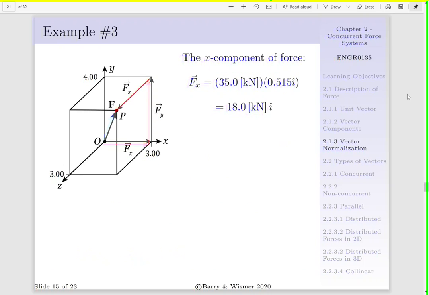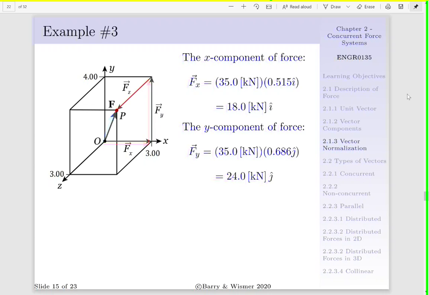Now, for us to determine the x component of force, all we have to do is take the magnitude of our force, 35 kilonewtons, and multiply it by the x component of our unit vector that's describing line OP. In doing such, we'd have 35.0 kilonewtons times 0.515 i hat, where i hat is describing our direction. And we'd have 18.0 kilonewtons. To determine the y component of force, we're going to take the magnitude of our force, 35 kilonewtons, and multiply it by the y component of our unit vector, which is 0.686 j hat. And thus we have 24.0 kilonewtons existing in the y direction.